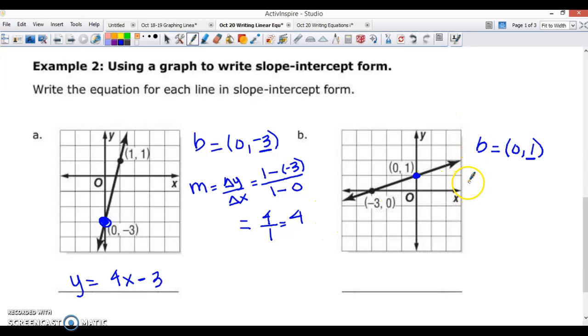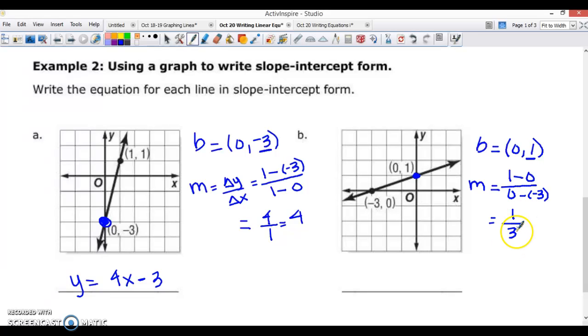All right, and then we find our m. We take the difference of our y values, 1 minus 0 over 0 minus -3. 1 minus 0 is 1. 0 minus -3 is 3. So our slope is 1/3.